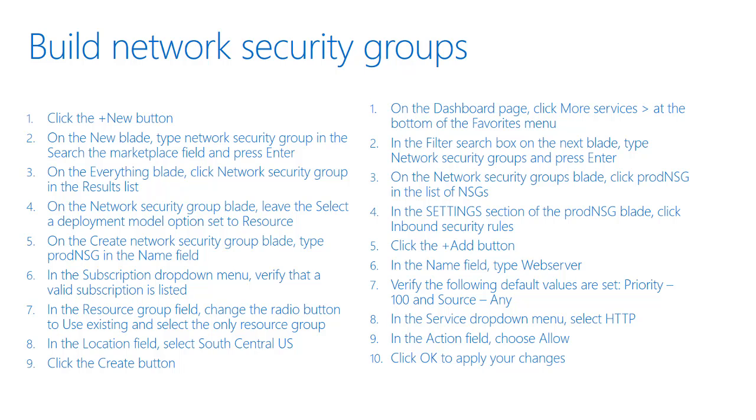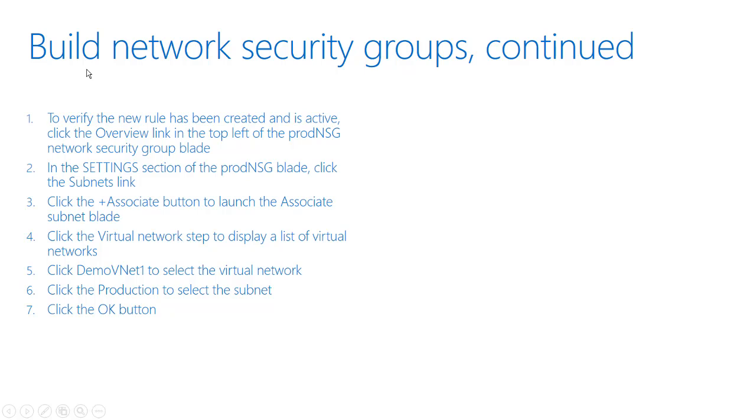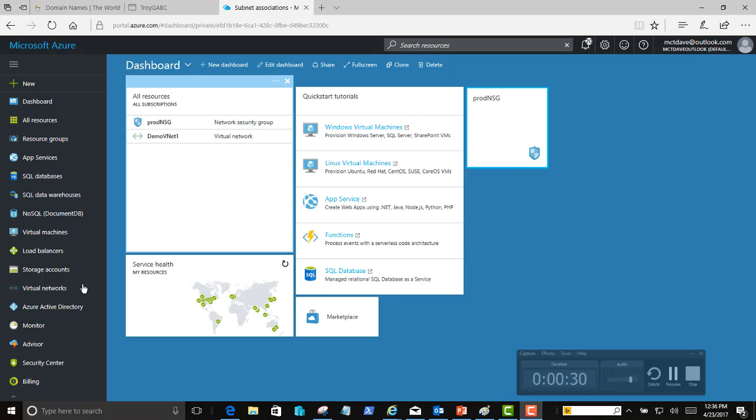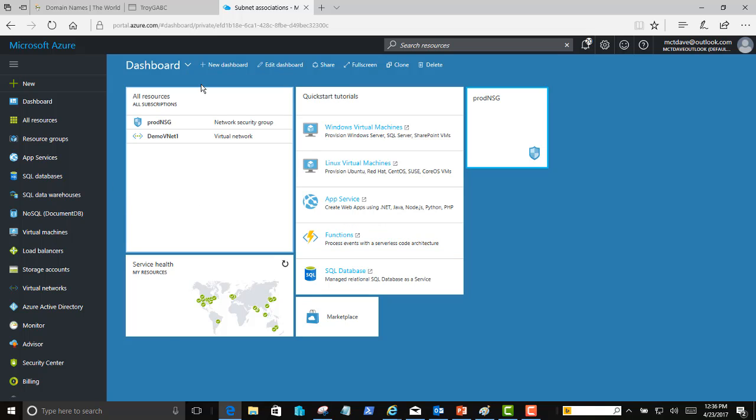And before we move over to the load balancer, just to say we just made the network security group in this case, but there was another slide that goes with this. So if I click on that, you'll see it's the one to associate that rule, inbound security rule, with the production network. So now we're going to build a load balancer following all these steps right here. It's relatively quick and easy to do, so let's go ahead and get started. So we're going to return to our dashboard in the Azure portal.